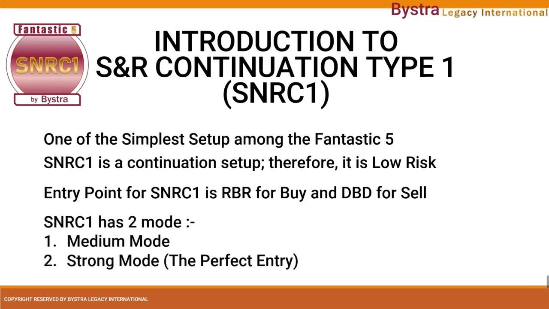So the SNRC1 has two modes. One is a medium mode and the other one is the strong mode. With the strong mode, you can enter with a bigger lot. This is what we call the perfect entry. For the perfect entry, we can use the trend line as our confluence, or we can use the engulfing candle as our strong confirmation as well. So let's get started into the SOP.